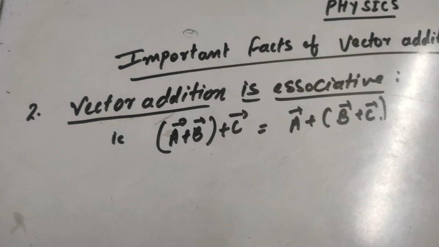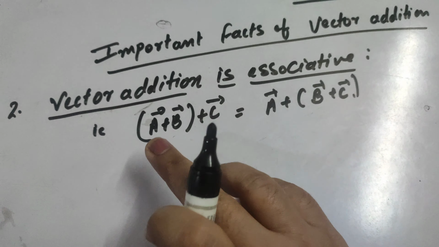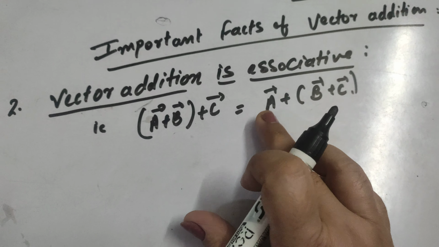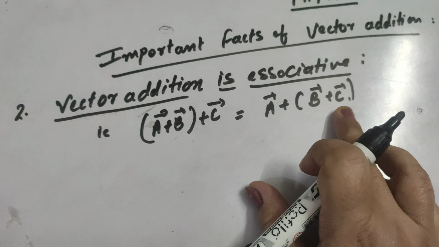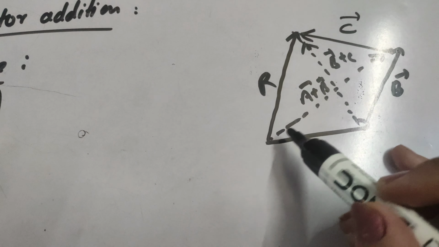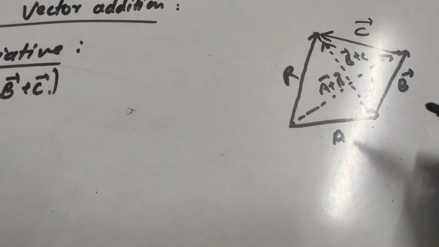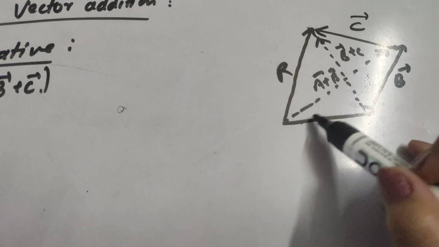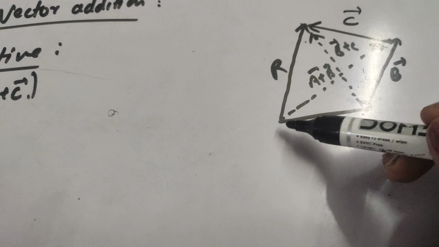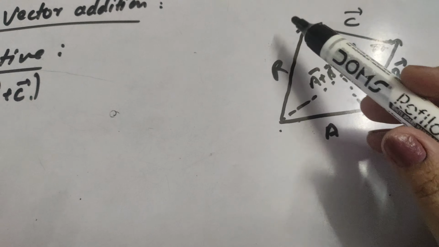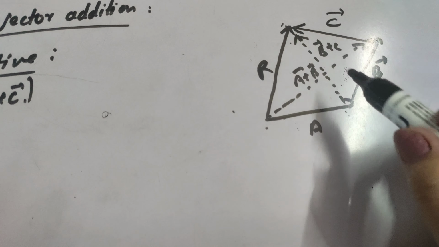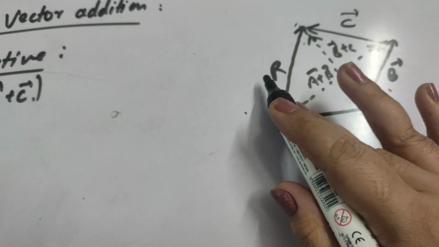The next property is that vector addition is associative, that is, now we have to prove that (A plus B) plus C is equal to A plus (B plus C), right? In that case we will follow this diagram. Here this is the polygon law of vector addition, in which the rule is the same: if we join the tail of the second to the head of the first and so on, then from the tail of the first to the head of the last we get the resultant, right? Now in this case we have three vectors A, B and C, and the resultant of that is R.